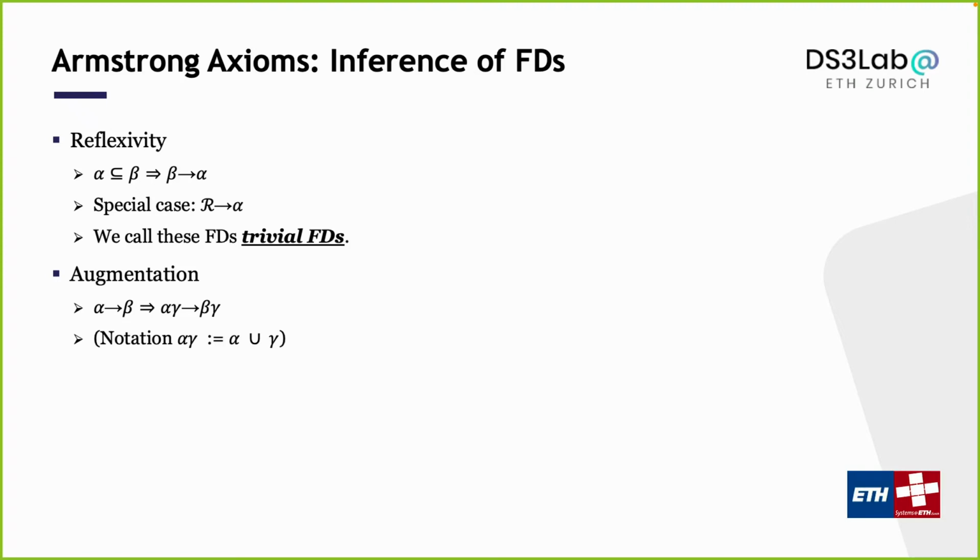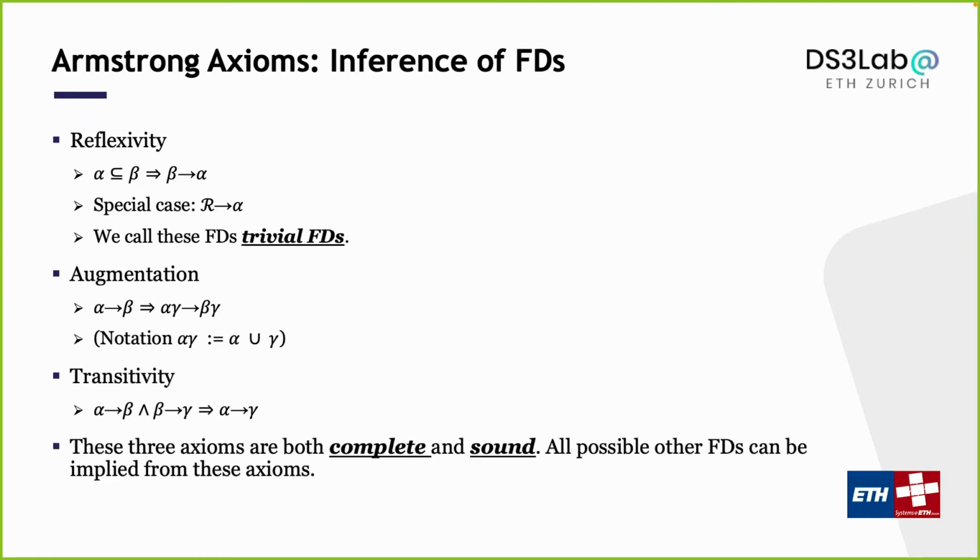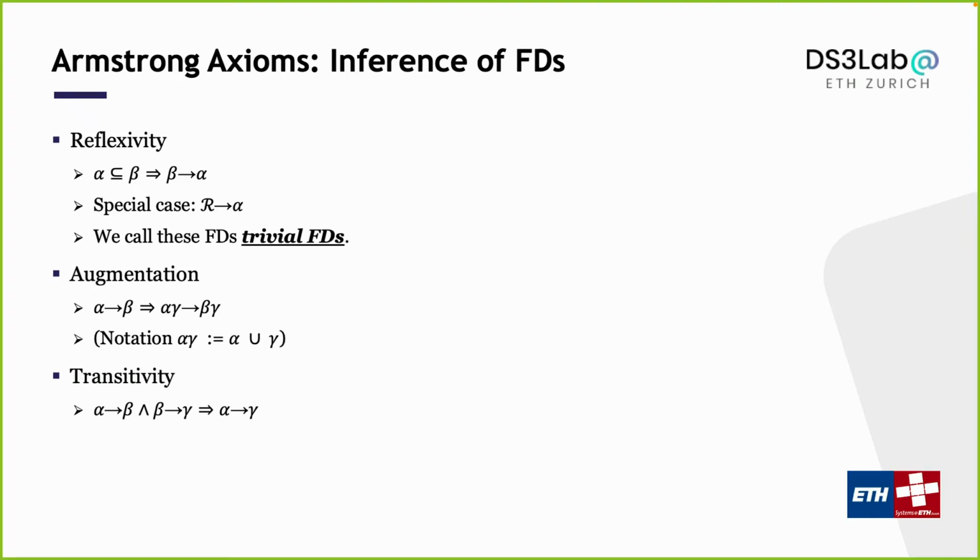So the third axiom is transitivity, which essentially says that if you have two functional dependencies, alpha decides beta and beta decides gamma, then alpha decides gamma. Also, it makes sense. These are three very simple axioms and inference rules in this inference system.